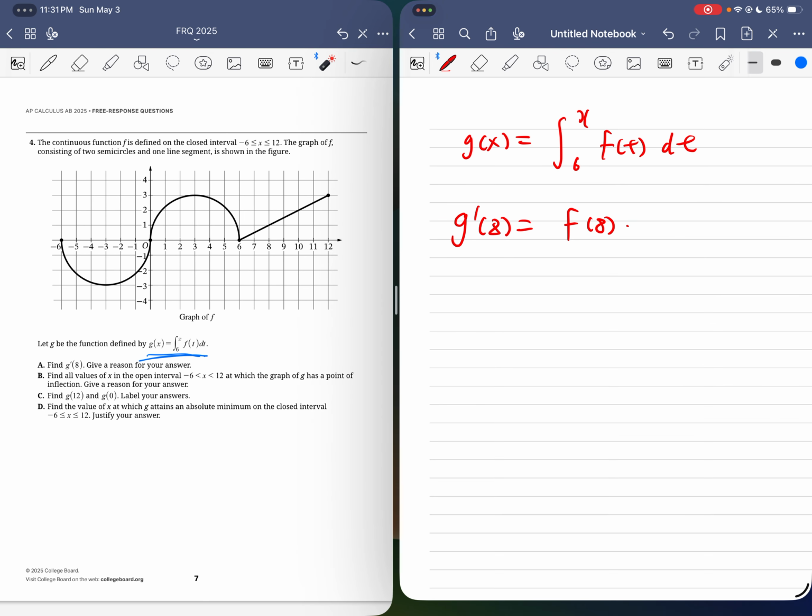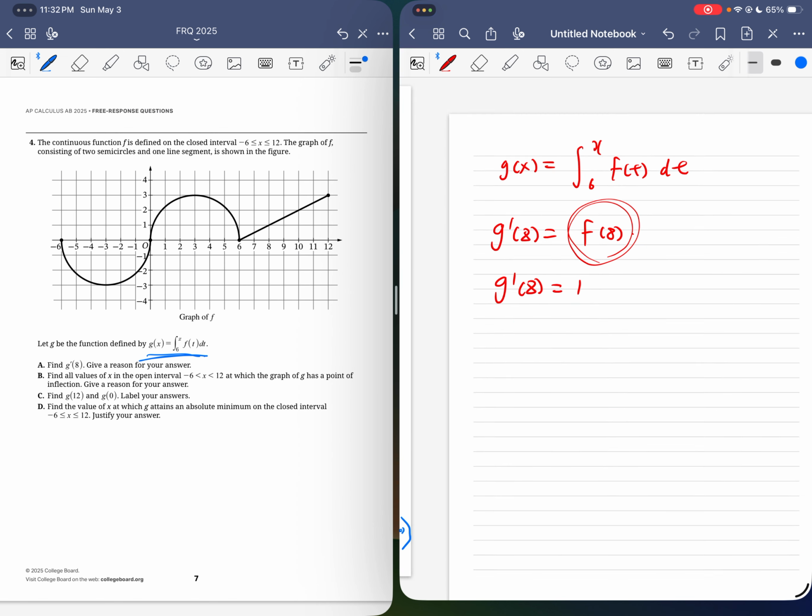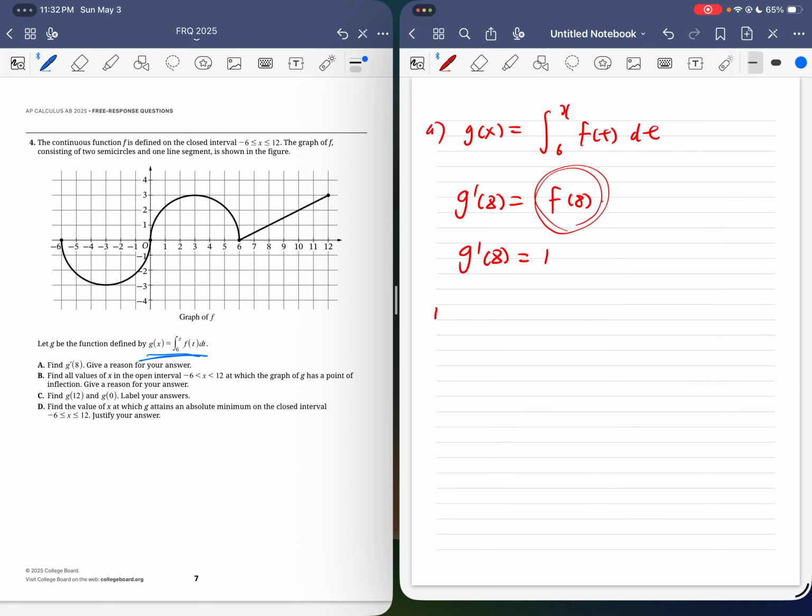Right, so let's find f of 8. Again, we want to find f of 8, which means right here, it's not the prime, so we want to find the y value, which is 1. So g prime of 8 is equal to 1. And that's it. I mean, that's 2 points. Okay, that's A. Let's do B.